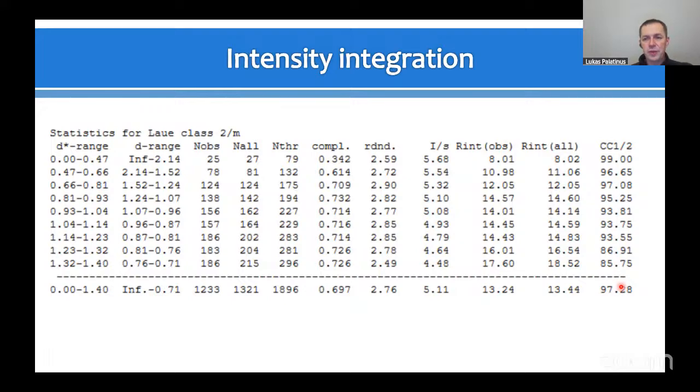These numbers tend to be higher for Rint and lower for CC1/2 than the typical X-ray diffraction data. So for X-ray data, we would expect here to have something like, well, let's say less than 5%. But due to the dynamical diffraction effects, to which we will come later, in electron diffraction, the internal consistency of intensities is worse than for X-rays. So an Rint of 13%, like in this case, is actually a very nice number.